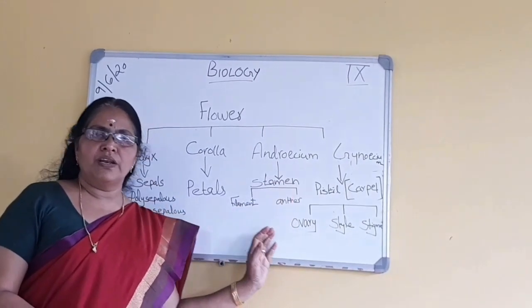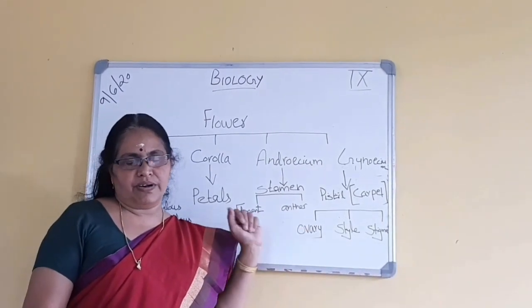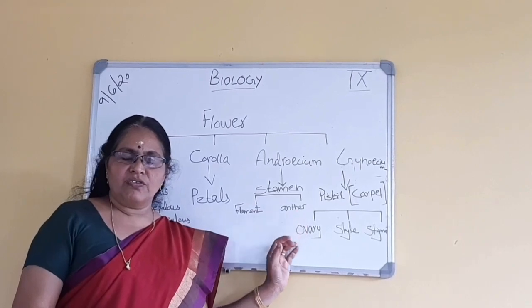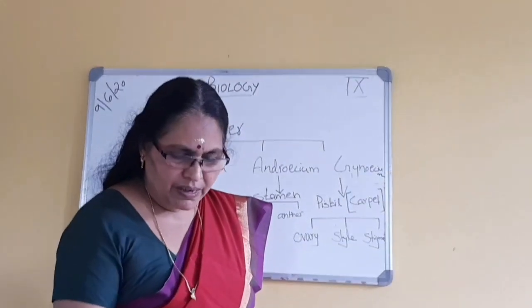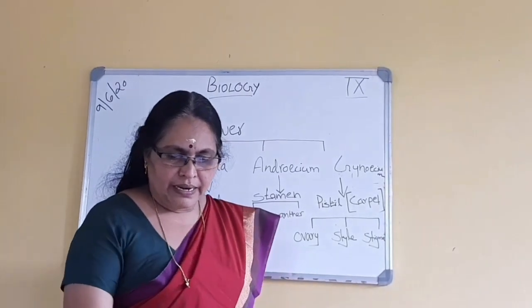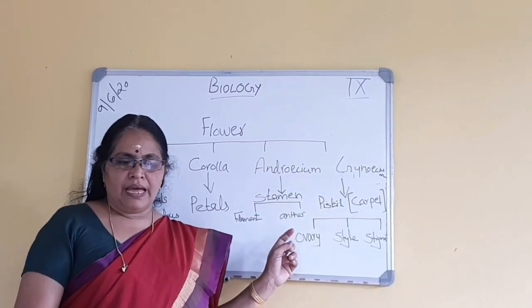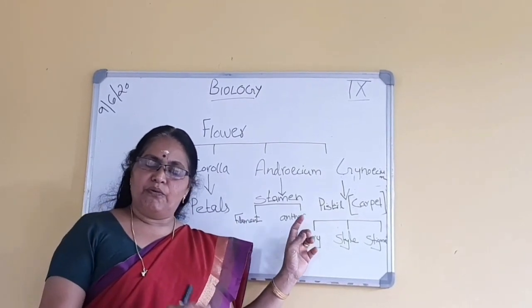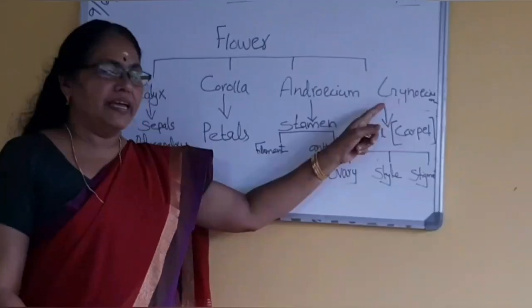So the arrangement of the stamen is varied from flower to flower. In each case, you have to learn the example. Monadelphous condition, that means it's a single one group. And the diadelphous condition, as in pea flower. And the polyadelphous condition is found in Bombax.